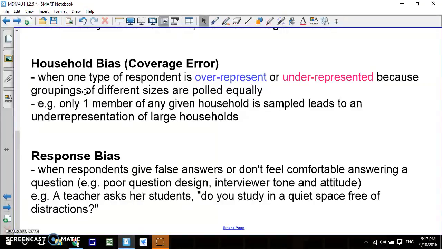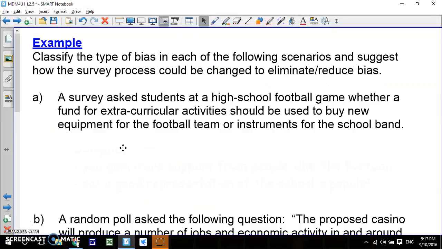So we have looked at what these 4 different types of biases are. Let's try to identify them in the following examples. Classify the type of bias in each of the following scenarios. Suggest how the survey process could be changed to eliminate or reduce the bias. First of all, we have a survey that asked students at a high school football game whether a fund for extracurricular activities should be used to buy new equipment for the football team or instruments for the school band.